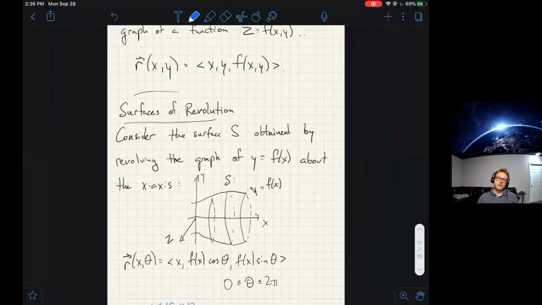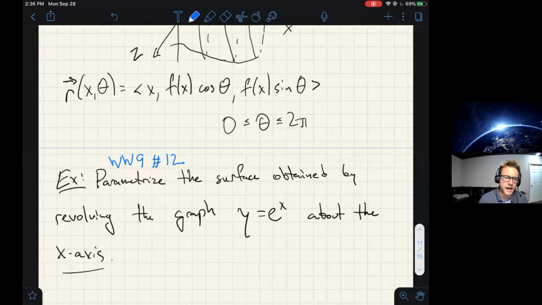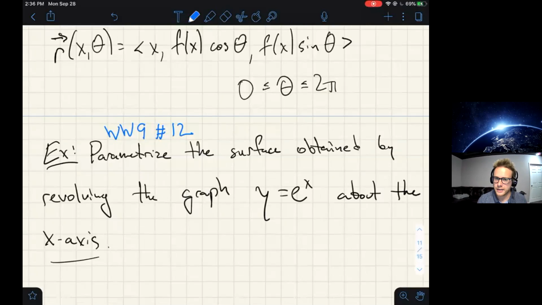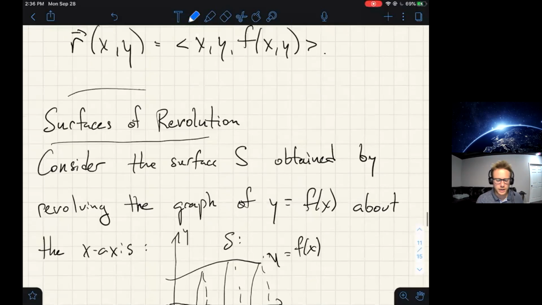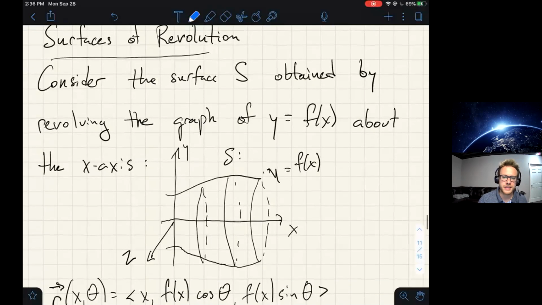All right, for surfaces of revolution. You got one of these on this last homework, WebWork 9, number 12. You got a problem like this. And so I wanted to spend a little bit of time on surfaces of revolution. And in particular, how do we rotate things around maybe the x-axis? So in this case, you can see that there are circles here. They're kind of independent of x to some extent, right? Once you have fixed this down, this is where the circles are.